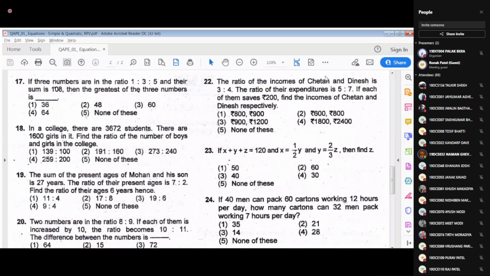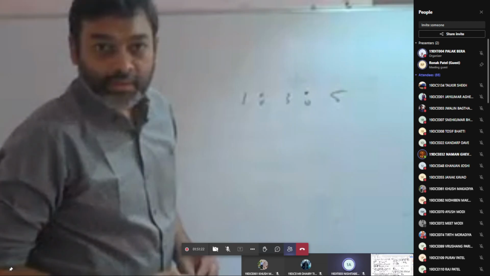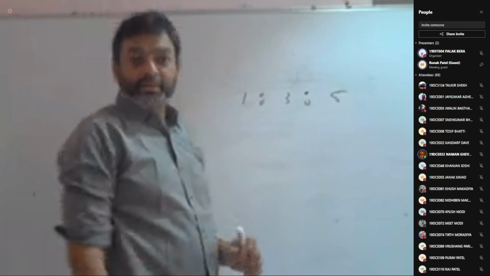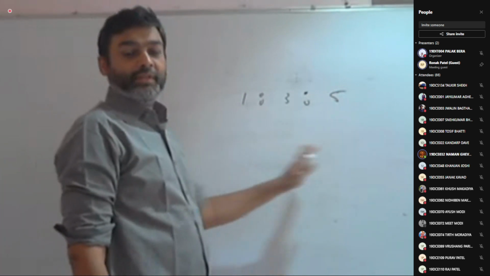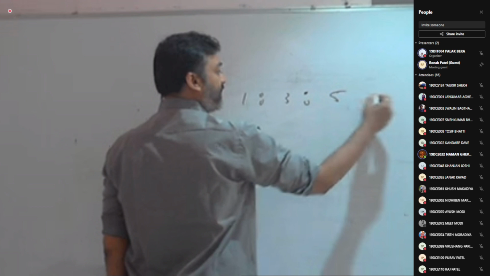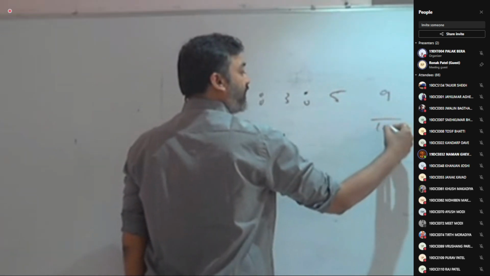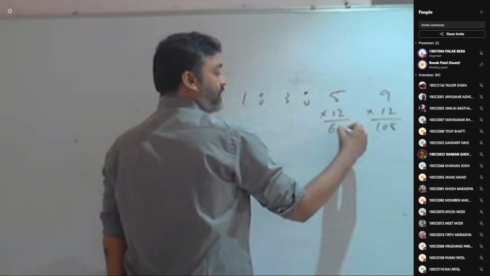The three numbers are in the ratio 1 is to 3 is to 5, and their sum is 108. Then the greatest of the three numbers is how much? Sum means we'll do 1 plus 3 plus 5, that makes 9. Now you want 108, so what do you multiply? 12. So the greatest number is 60, that's the answer. Yes, 60.